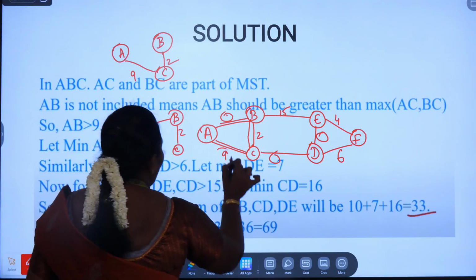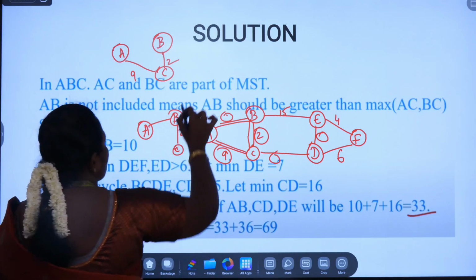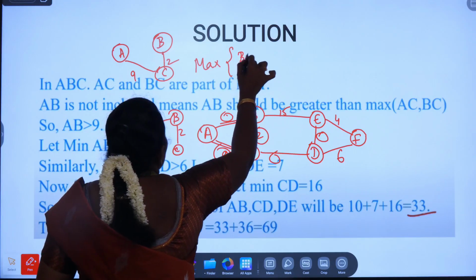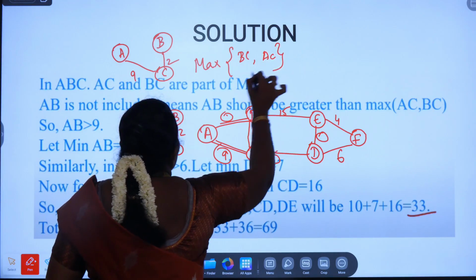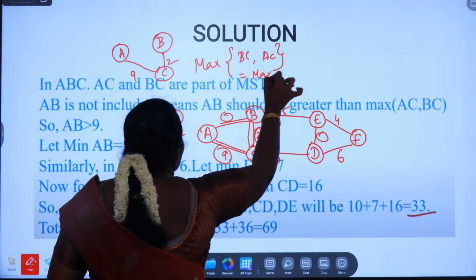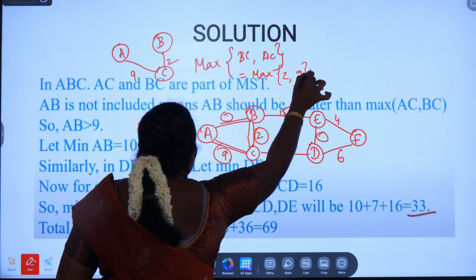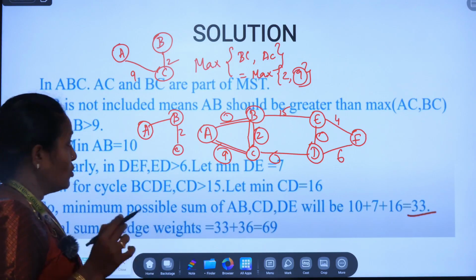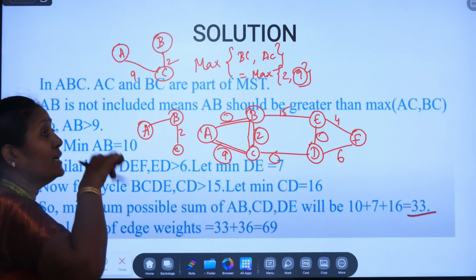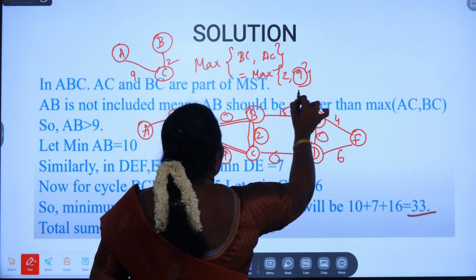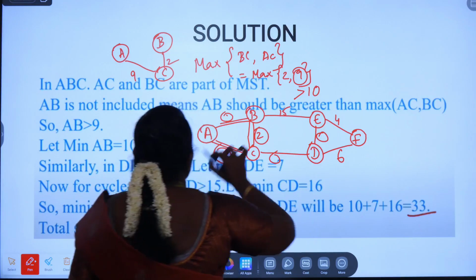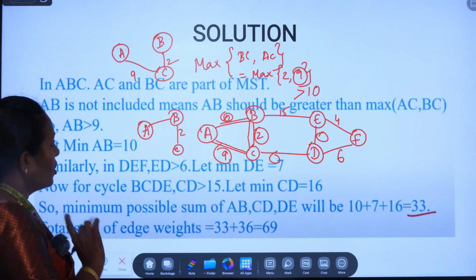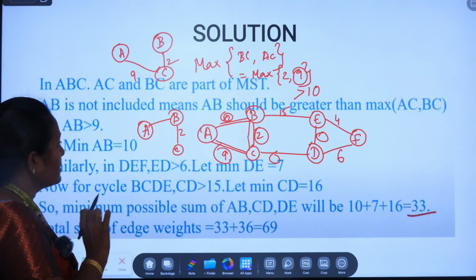That is, you have to consider the maximum of these two, the maximum of BC comma AC, that is the maximum of 2, 9. What is the maximum of 2, 9? That is 9. You have to take only a value greater than that. What is greater than this value? You can take 10 here. So you can consider 10 here. Okay. You got one edge value, that is A to B.